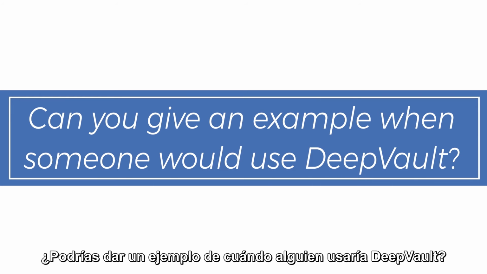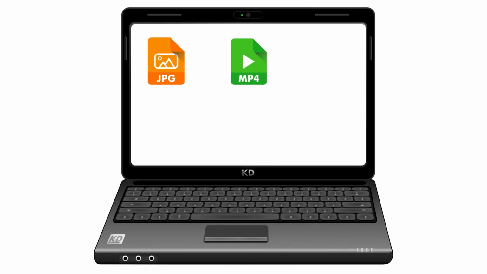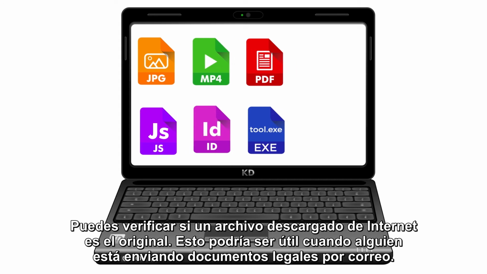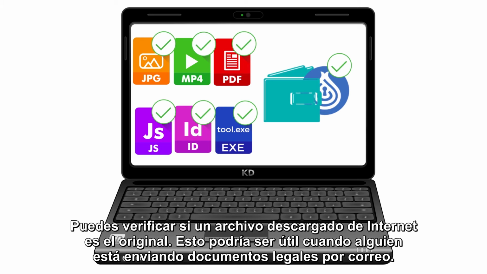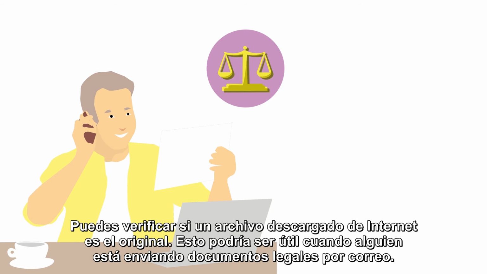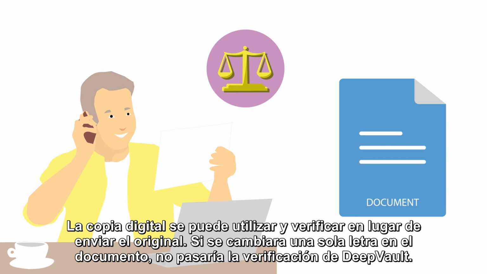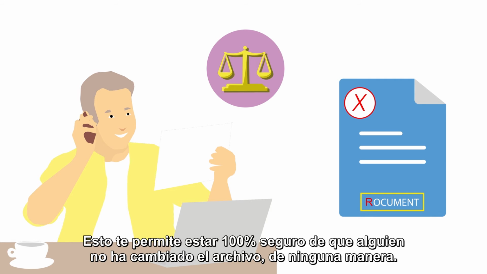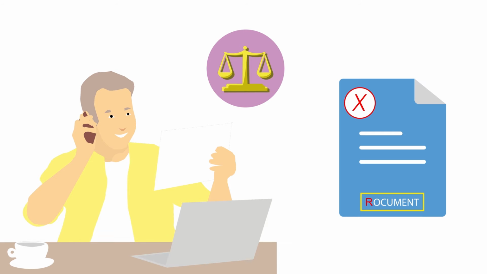Can you give an example when someone would use DeepVault? You can check to see if a downloaded file from the internet is the original one. This could be useful when someone is sending legal documents by mail. The digital copy could be used and verified instead of sending the original. If even one letter was changed in the document, it would not pass DeepVault verification. This allows you to be 100% sure that someone hasn't changed the file in any way.